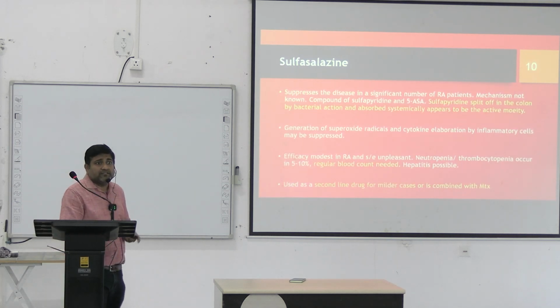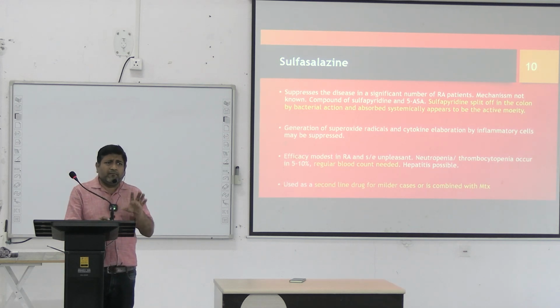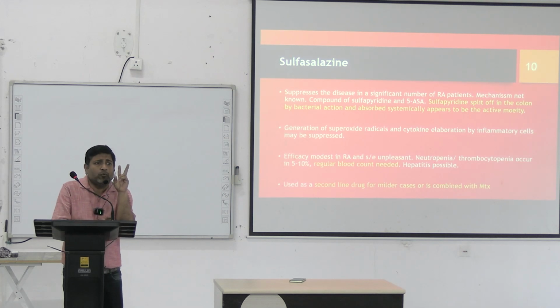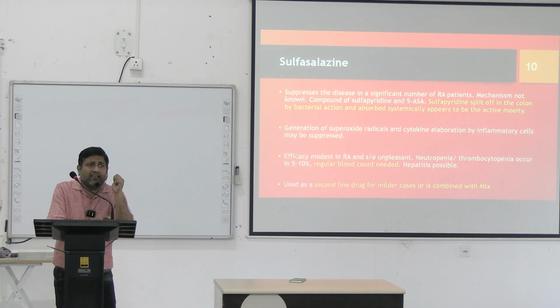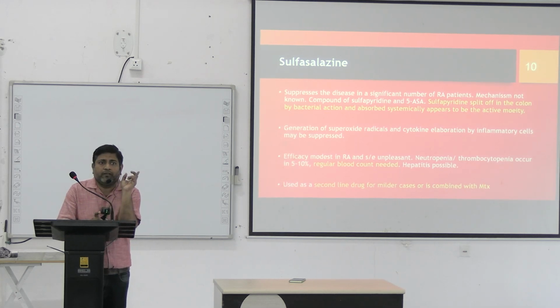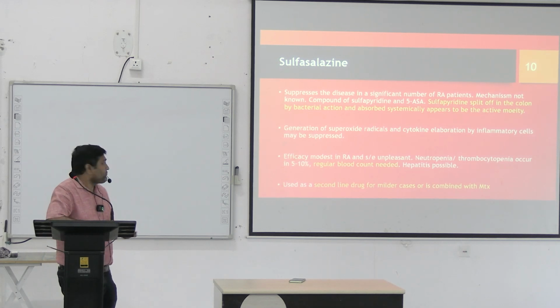Coming to the next drug, sulfasalazine basically suppresses the disease in a significant number of rheumatoid arthritis patients. Mechanism not properly known. Basically in the colon, the drug is split into 2 moieties, sulfapyridine and 5-amino-salicylic acid. Of them, sulfapyridine is absorbed systemically and possibly is the active moiety in rheumatoid arthritis patients. Generation of superoxide radicals and cytokine elaboration by inflammatory cells may be suppressed.